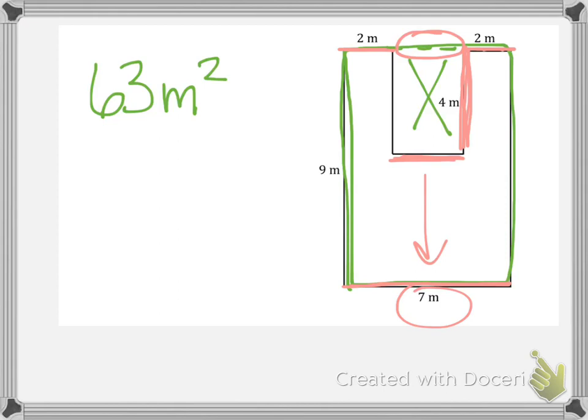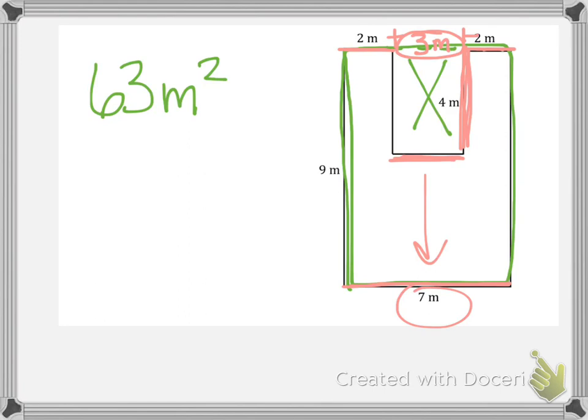Or I can work backwards and subtract. 7 minus 2 is 5, minus another 2 is 3. So this has to be 3 meters. And if I add those together, I should get 7. 3 plus 2 is 5, and plus another 2 is 7.